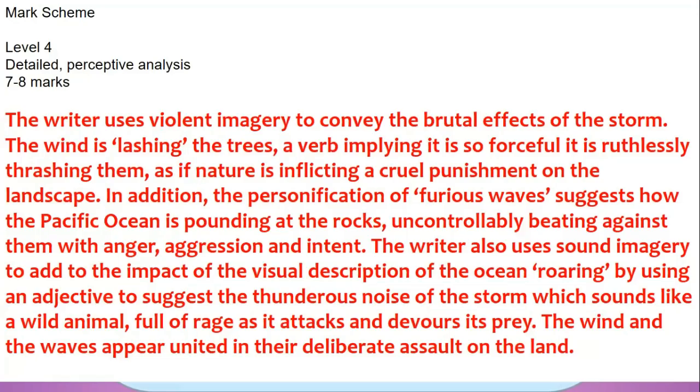Okay, here's another one which did well. Again, you'll notice that the ones that get 100% marks tend to pick up on the same points. So it's really important that you pick which ones you're going to talk about in the exam. Again, lashing is used. If you want to pause the video and read all of it yourself, but basically the same point. So lashing the trees, which is talking about forcefulness. Personification of furious suggests the ocean is angry, and we've even got roaring at the end, which is an adjective to describe a wild animal. So they're basically the same point. So these 8 out of 8 or 10 out of 10 answers are using the same points.